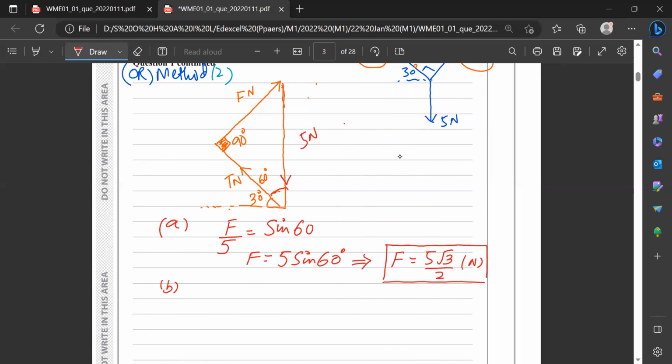Also, you can apply that T is the adjacent. So T over 5 is adjacent over hypotenuse for the right angle triangle. It is cos of 60 again. So T is equal to 5 cos of 60, and T is equal to 5 over 2 newtons. The same answer this time.